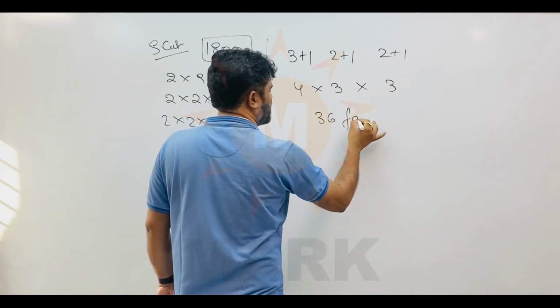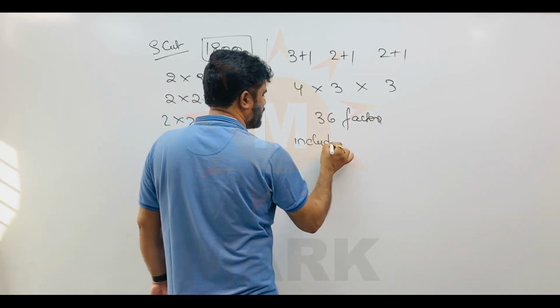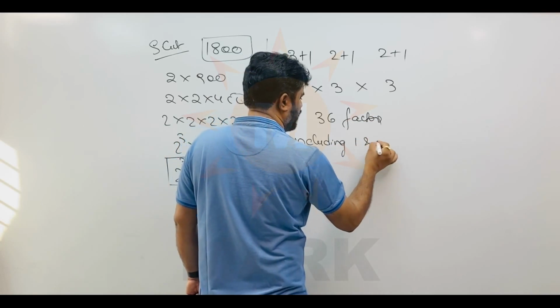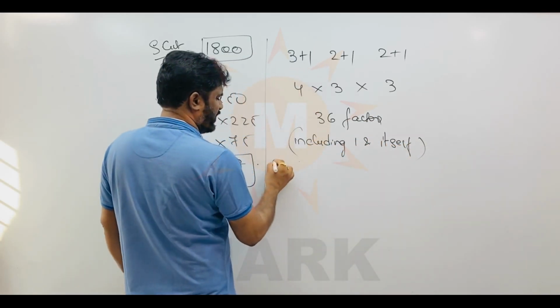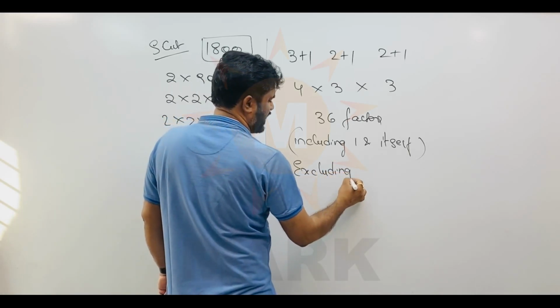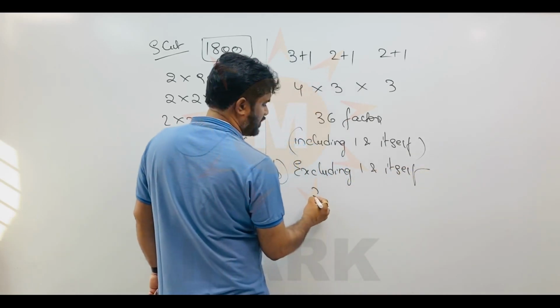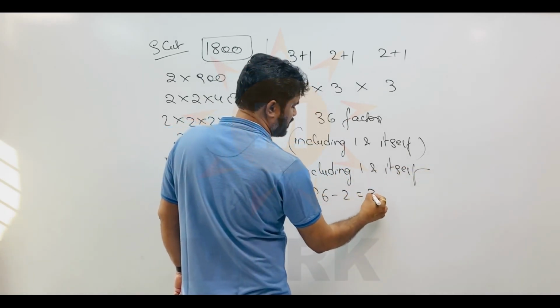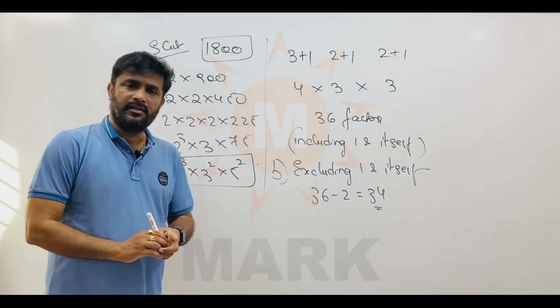What are these 36 factors? These 36 factors are including 1 and itself. Okay, if anybody is asking, please tell me the factors of 1800 excluding 1 and itself, then what will you do? 36 minus 2 is equal to 34.